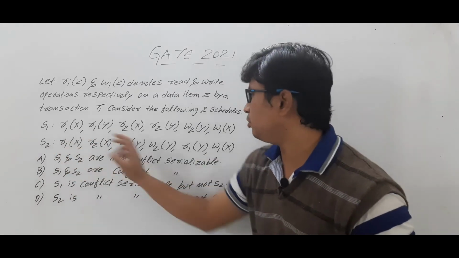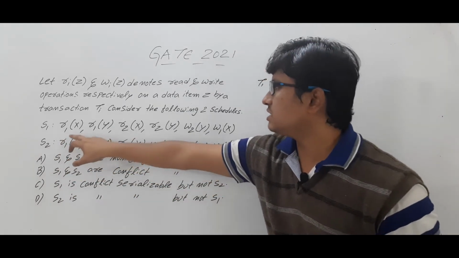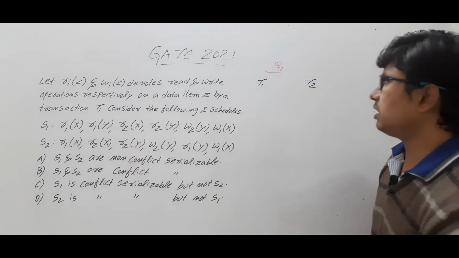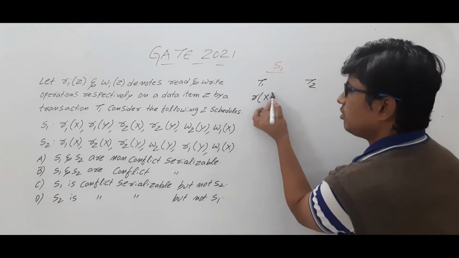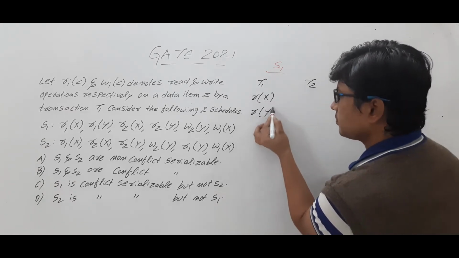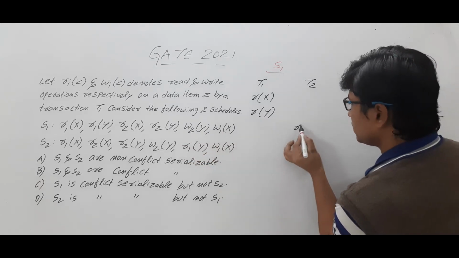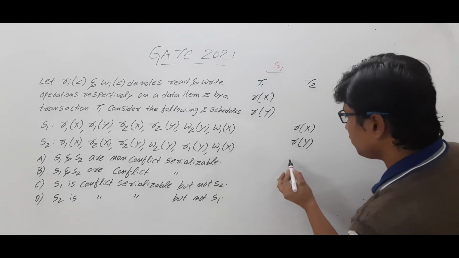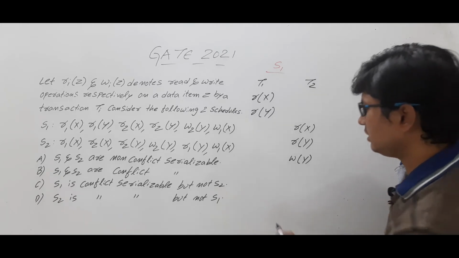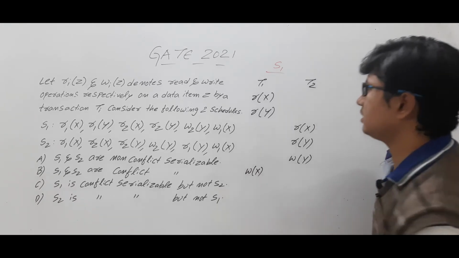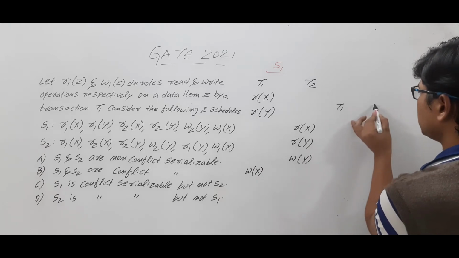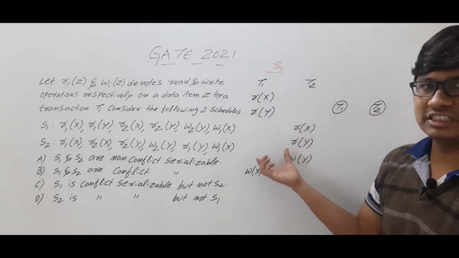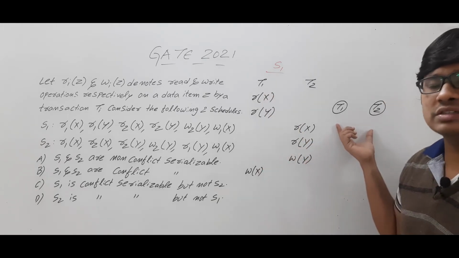In schedule S1, how many transactions are there? T1 and T2, so 2 transactions are there. Now let me represent it in terms of a table. R1 of X, read of X, then read of Y. R2 of X, read of X is there, read of Y is there. W2 of Y, then write of Y, write of X is there. Is it clear? Now you need to draw the precedence graph. First identify how many transactions are there. The number of transactions in the schedule is equal to the number of nodes in the precedence graph.